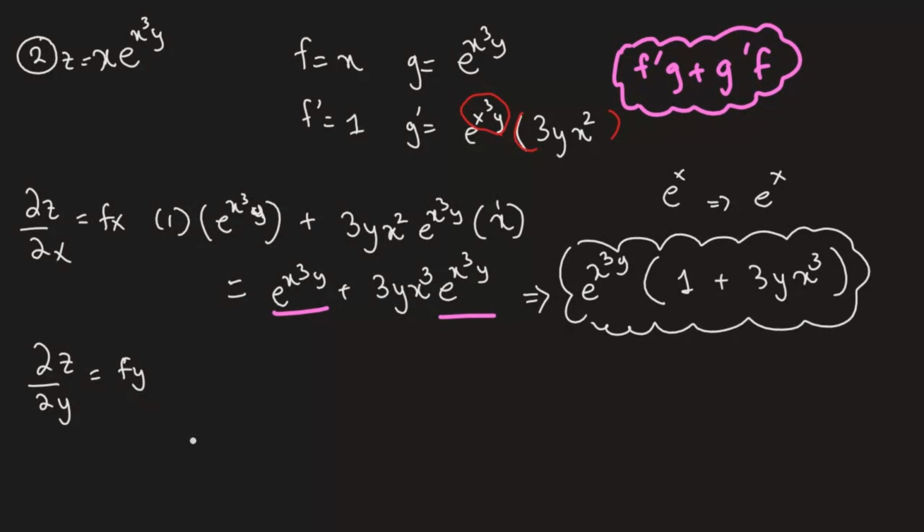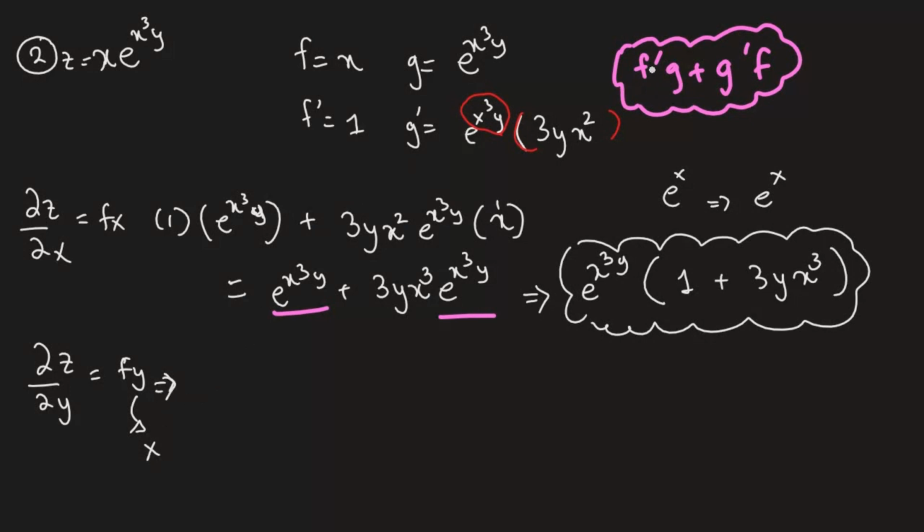Okay, now moving on to the derivative with respect to y. So how do we find the derivative with respect to y? Remember, we are treating x as a constant, okay? Always remember to write this so you don't confuse yourself.